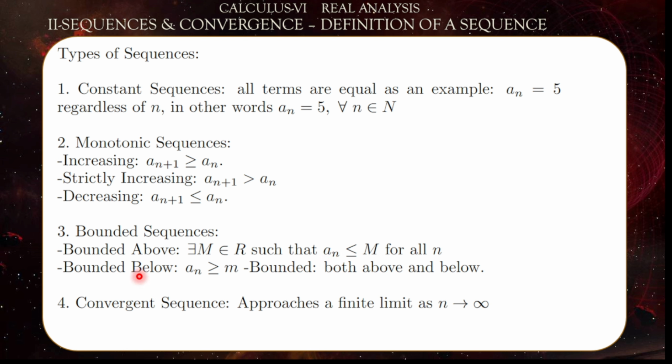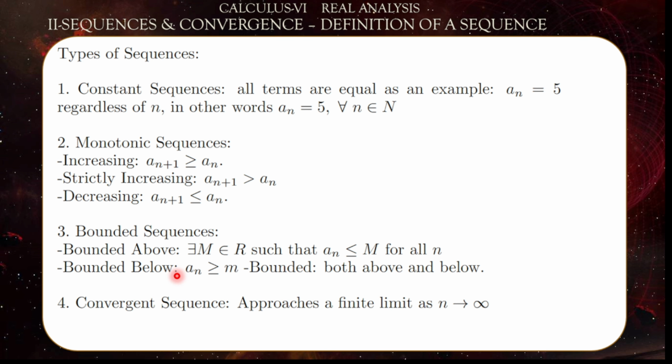Now, for the bounded below, an is always greater than or equal to a minimum number. So it means that for all values of n, an is always greater than or equal to lowercase m, which is the lower bound, the minimum value that can be had by the sequence. Now, if it's both bounded from above and below, then it is bounded in general, which is a very important premise.